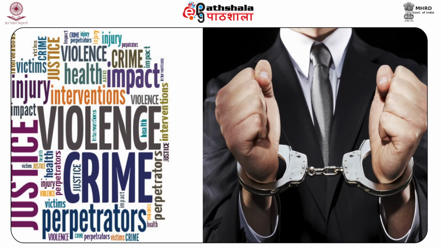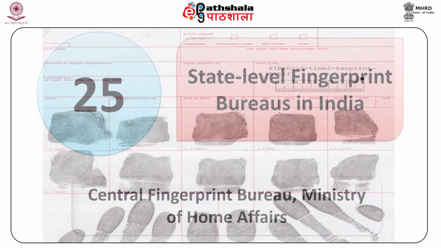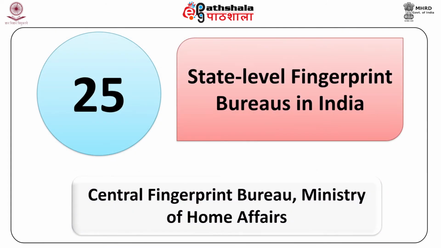When a person commits a crime and is arrested, he is fingerprinted by the police. The fingerprint record is then passed on to the nearest fingerprint bureau. There are about 25 state level fingerprint bureaus in India. Their functioning is coordinated by the Central Fingerprint Bureau under the Ministry of Home Affairs. Each bureau maintains a catalog of fingerprints.